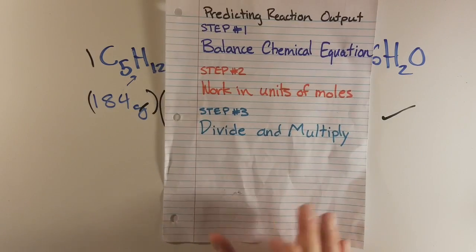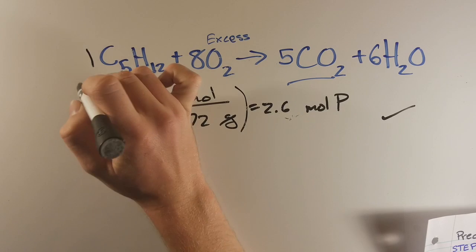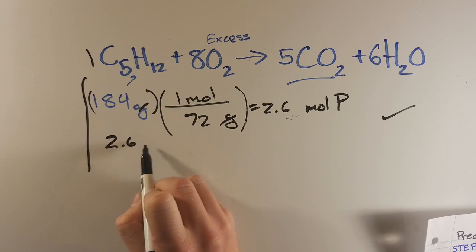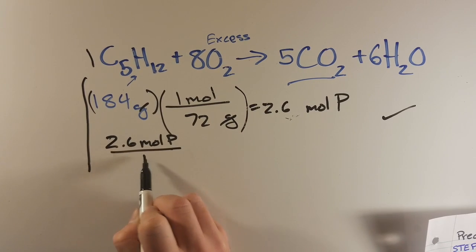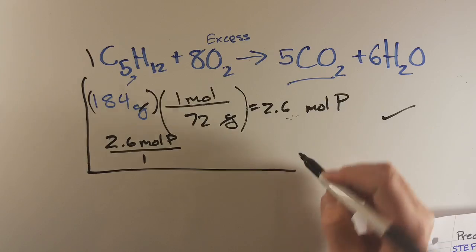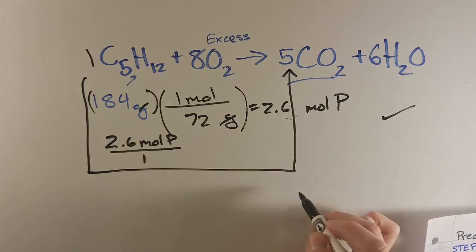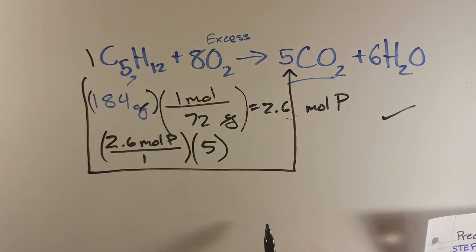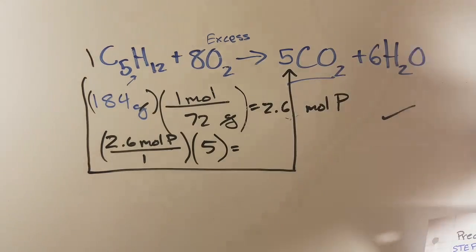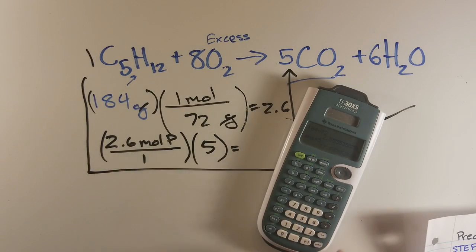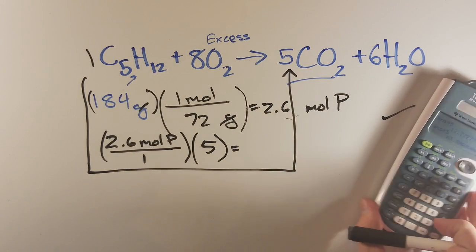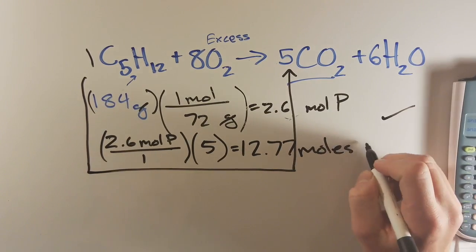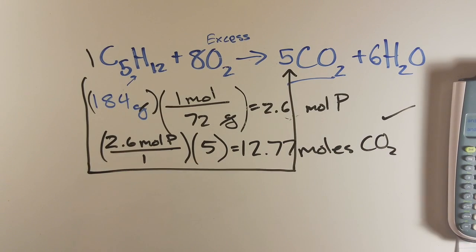Next step is divide and multiply. So we draw an arrow down from our coefficient, which indicates a divide, 2.6 moles of pentane divided by 1. And then we move over to carbon dioxide, and there's a 5. So moving over indicates a multiplication. So we're multiplying by 5. So it's just going to be 2.6 times 5. I believe that, yeah, 12.77 moles of CO2.